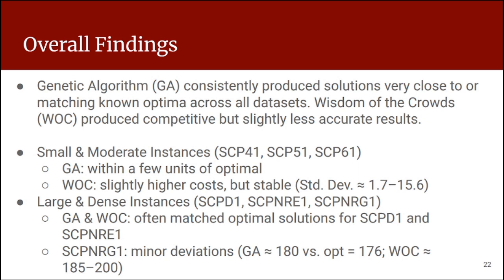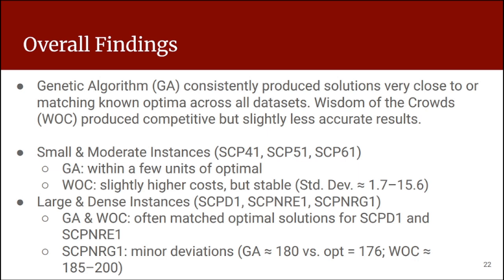So summarizing those results, the experiments confirm that the genetic algorithm with the greedy heuristic repair is a very strong solution for set covering. So much so that I think the wisdom of the crowd struggled to really be able to improve upon it. But the wisdom of the crowd does add robustness, and it can help reduce variability. So looking at these small and moderate instances, the GA was within a few units of optimal. The WOC had slightly higher cost but was stable.